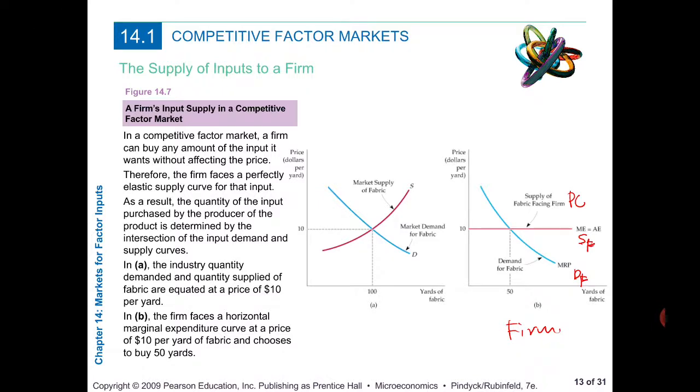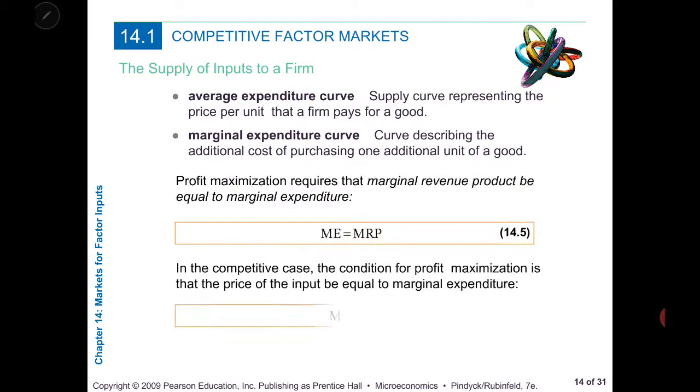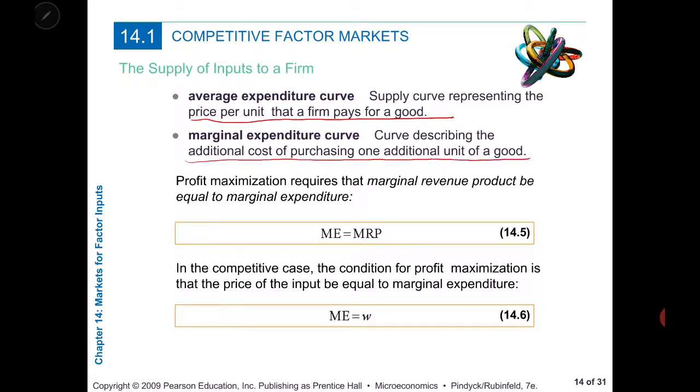Demand, you already saw why it's called MRP. So average expenditure curve, supply curve, represents the price per unit that the firm pays for a good. The good here is input. Marginal expenditure is the additional cost of purchasing one additional unit of a good. Okay, and you only get this ME equals AE if it is PC. If it is monopolistic competition, we know it's something different.